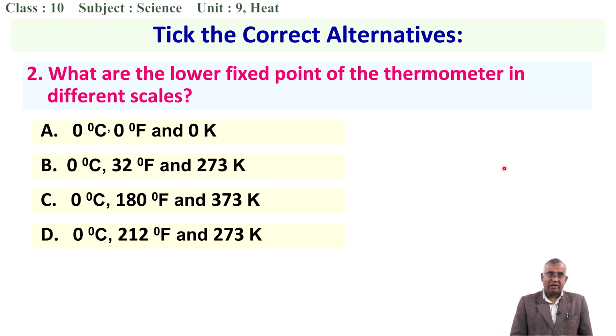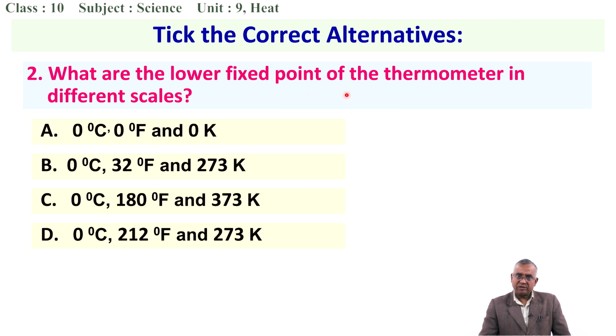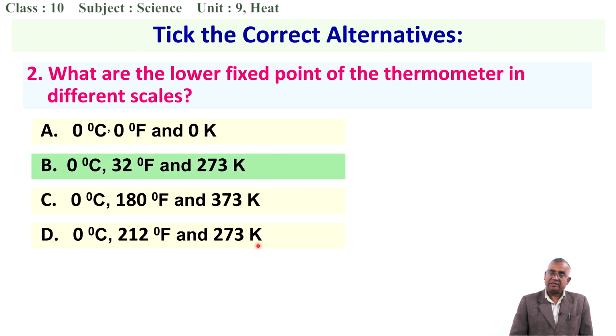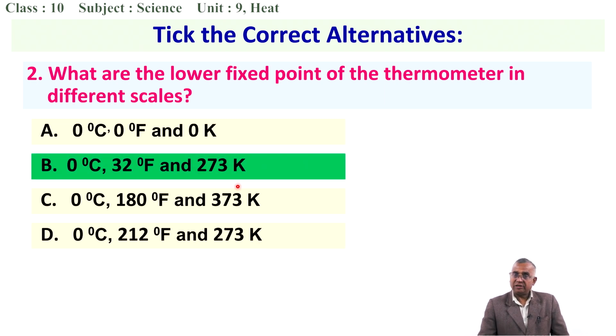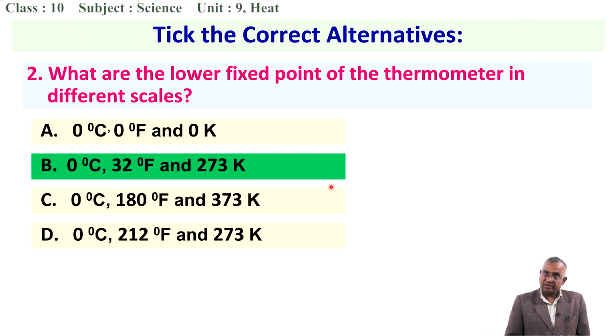Yes. Okay. Now next, what is the lower fixed point of the thermometer in different scales? 0 degree Celsius, 0 degree Fahrenheit and 0 Kelvin, or 0 degree Celsius, 32 degree Fahrenheit and 273 Kelvin, or 0 degree Celsius, 180 degree Fahrenheit and 373 Kelvin, or 0 degree Celsius, 212 degree Fahrenheit and 273 Kelvin. So, easily you have guessed it. Yes, that is the second one: 0 degree Celsius, 32 degree Fahrenheit and 273 Kelvin.